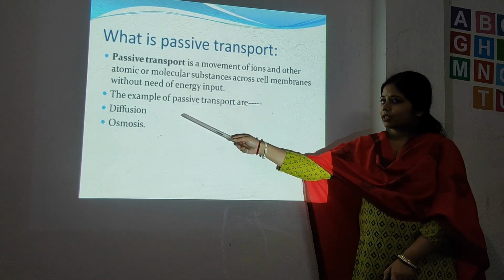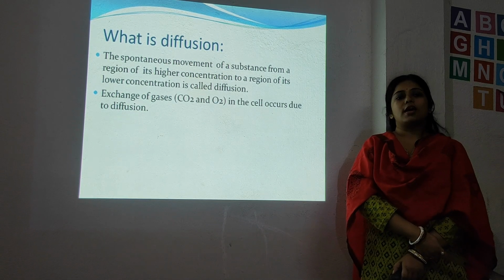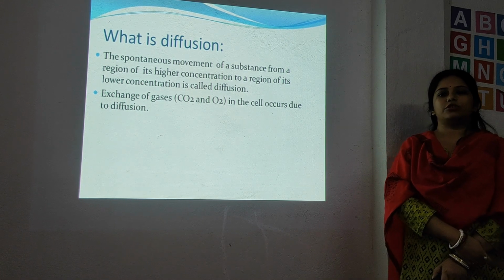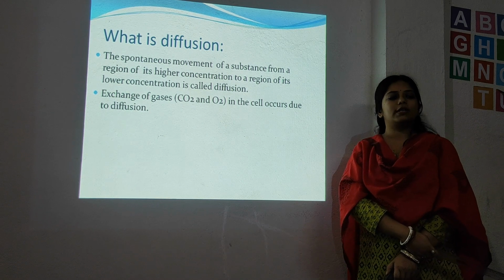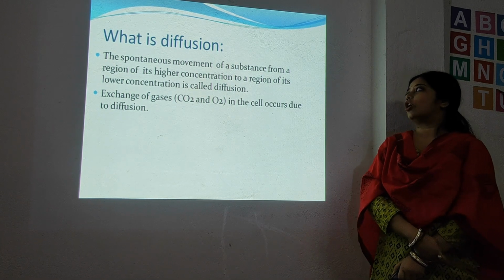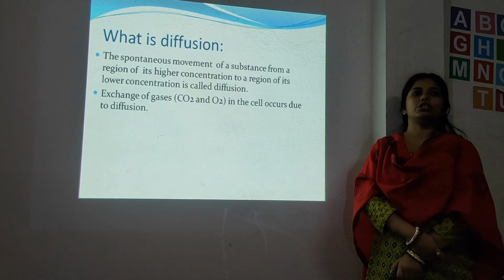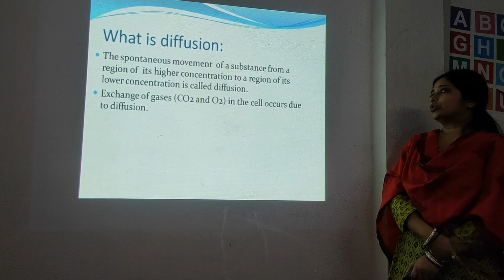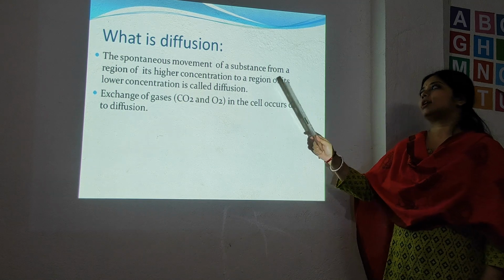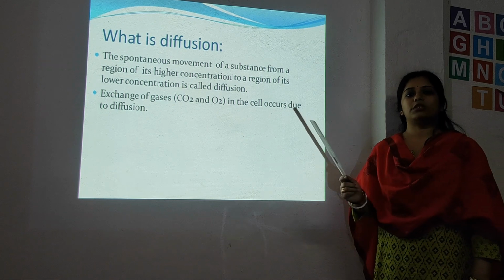Now we will see what diffusion is and what osmosis is. What is diffusion? The movement of substances from a region of higher concentration to a region of lower concentration is called diffusion. Again I am telling, the spontaneous movement of a substance from a region of higher concentration to a region of lower concentration is called diffusion. So here we do not talk about the membrane. Biomembrane or any kind of membrane is absent here.